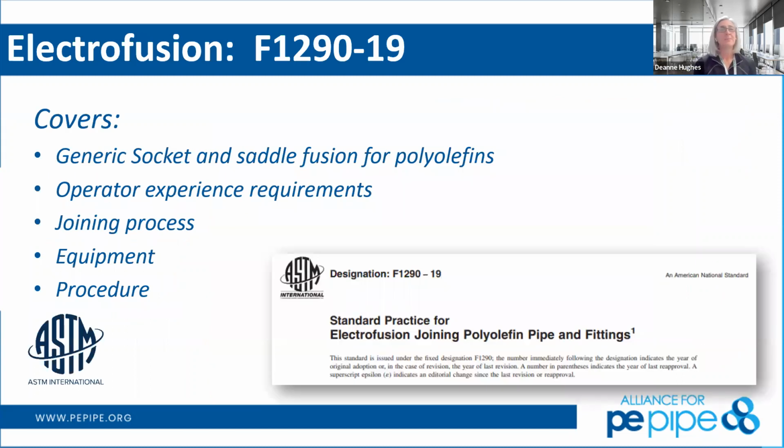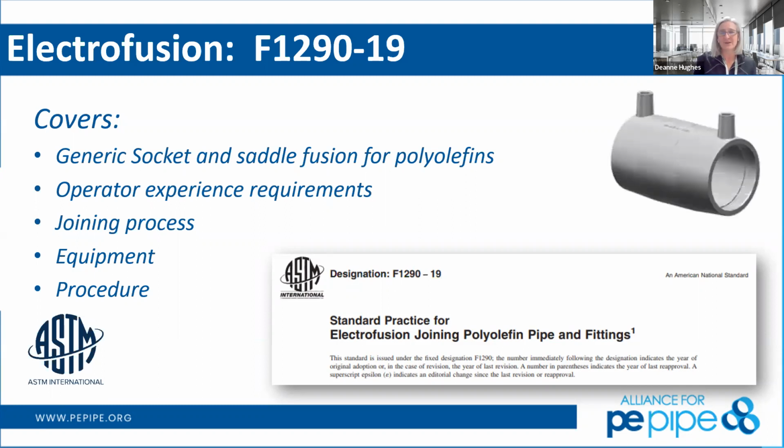So as we think about putting a PE system together, there's really several options. We're going to talk about electrofusion here, and then we'll talk about heat fusion in a second. Electrofusion is socket or saddle. Those have operator experience requirements as well. Those are usually driven by the manufacturer of the electrofusion equipment itself. There is a joining process, there's equipment, and there's procedures, and those are all covered within F1290, recently updated in 2019. It's what an electrofusion fitting might look like. And then of course, you could have saddles as well.